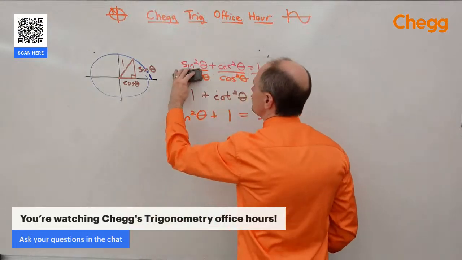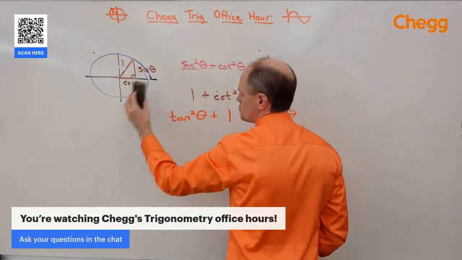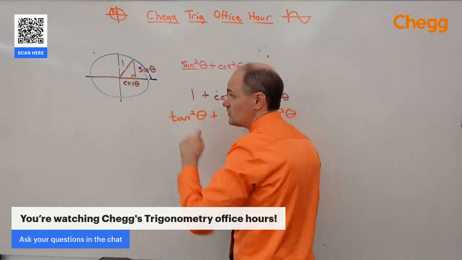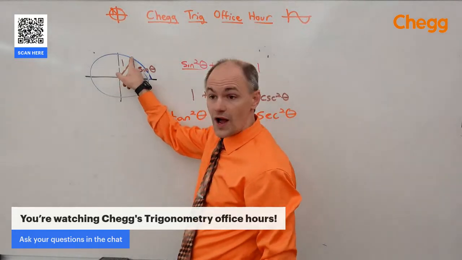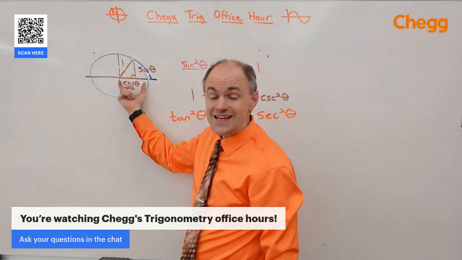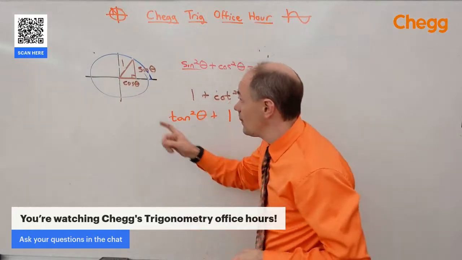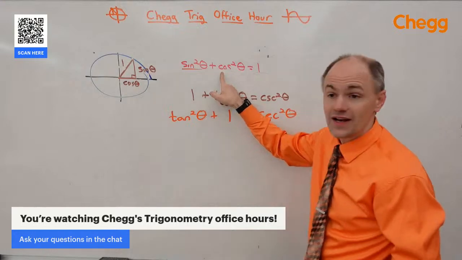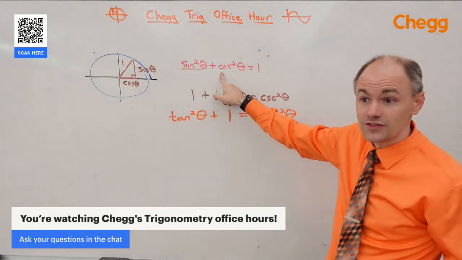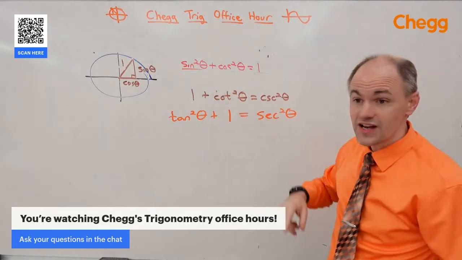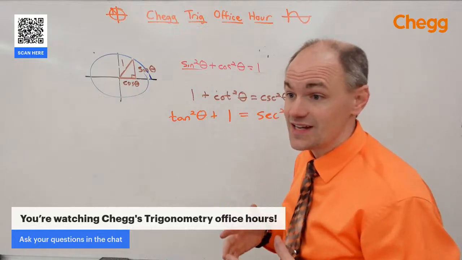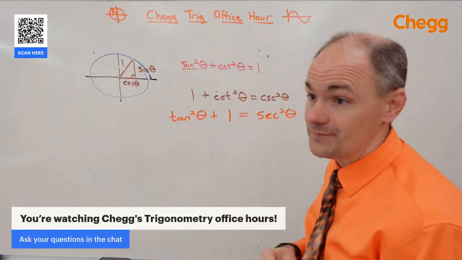So what we just did is, because we kind of know the relationship on the unit circle, has a hypotenuse of 1, its x-coordinate is cosine, its y-coordinate is sine. That leads to the Pythagorean identity from a squared plus b squared equals c squared, which leads to the cotangent and the tangent Pythagorean identities as well.